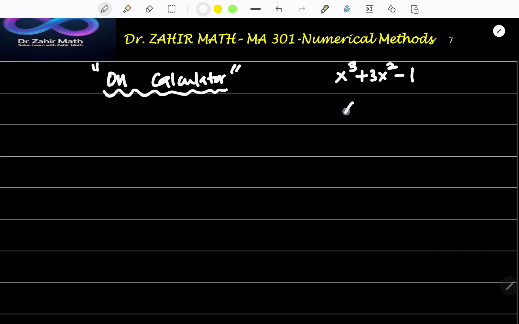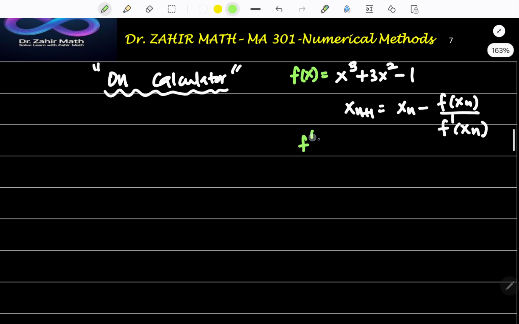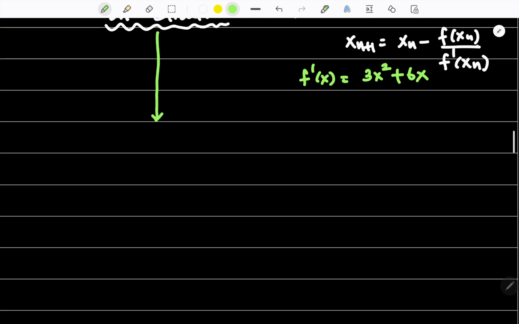And what is Newton's formula? Xn plus 1 is equal to xn minus f of xn divided by f dash of xn. This is the formula. So we need f dash of x. This is your f of x, and your f dash of x is 3x square plus 6x. So on the calculator, what are we going to type?